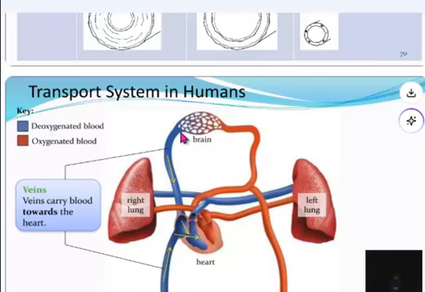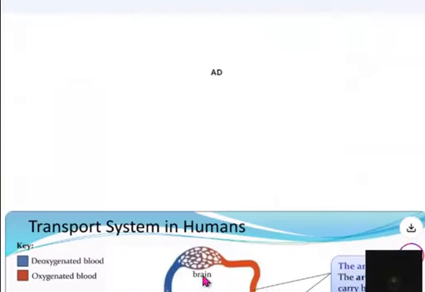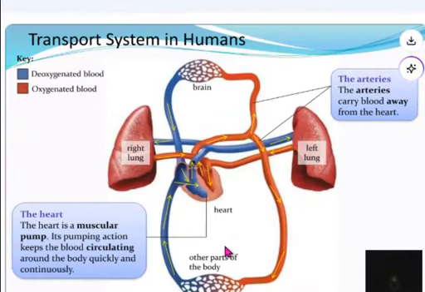Deoxygenated blood is what is returned back to the heart. Why? It wants to go and collect oxygen, and it's the vein that does that. Now look at the second one. Arteries carry blood away from the heart. You can see now.